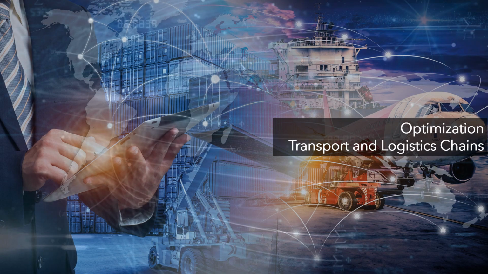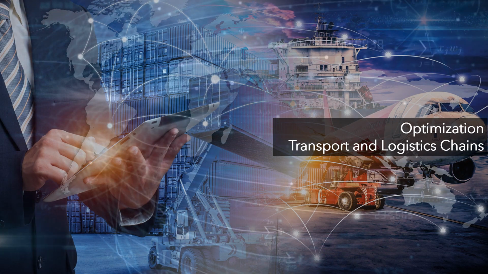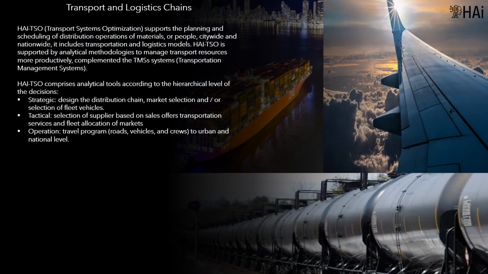It includes transportation and logistics models. HighTSO comprises analytical tools according to the hierarchical level of the decisions. Strategic: design the distribution chain, market selection and/or selection of fleet vehicles. Tactical: selection of supplier based on sales offers, transportation services and fleet allocation of markets. And operation: travel program, roads, vehicles, and crews, at urban and national level.